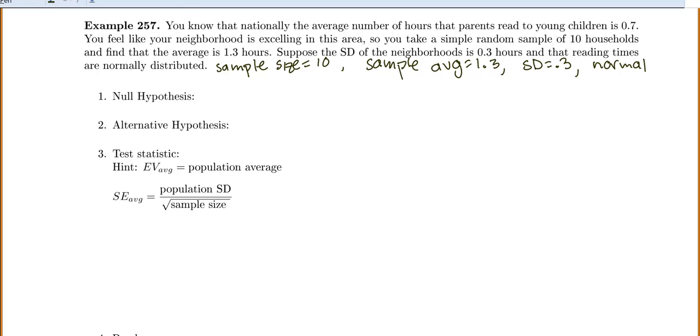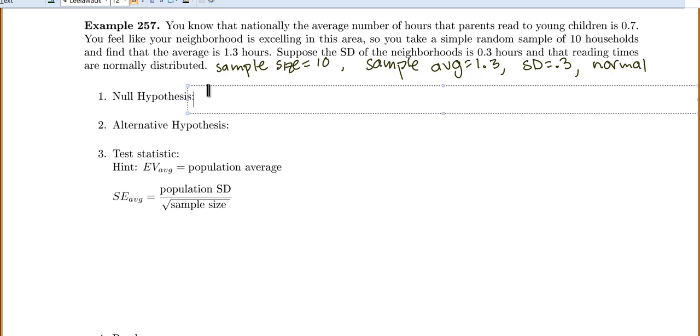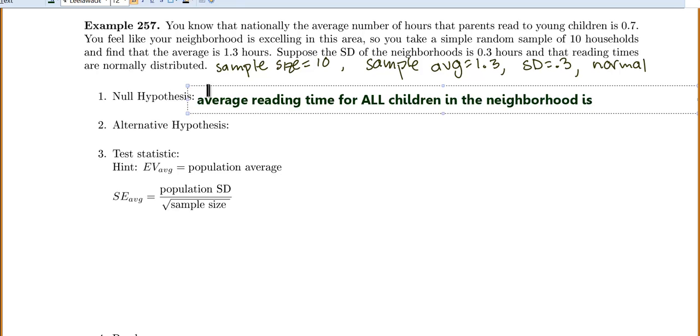So my null hypothesis is going to be that the average reading time for all children in the neighborhood is what? Let's see. So you have to kind of read in between the lines here. It says, we think that our neighborhood is excelling in this area.